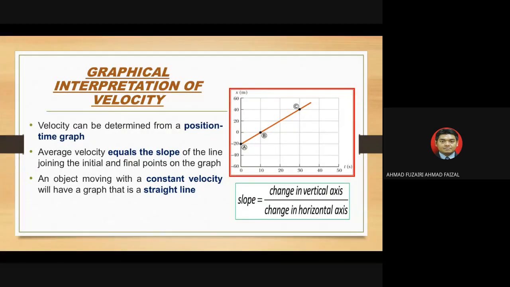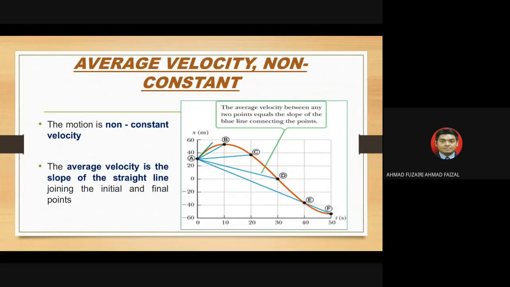When the moving object changes its velocity, we may have a curved graph. This motion is called non-constant velocity. Therefore, a position versus time graph is not a straight line due to the changing velocity. The magnitude of average velocity is the slope of the graph. To find it, the student needs to draw a straight line from the initial point to the final point, as shown as the blue line on this graph.